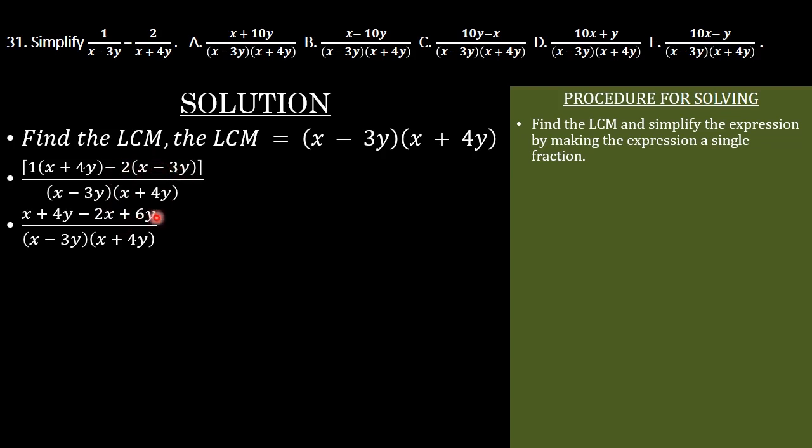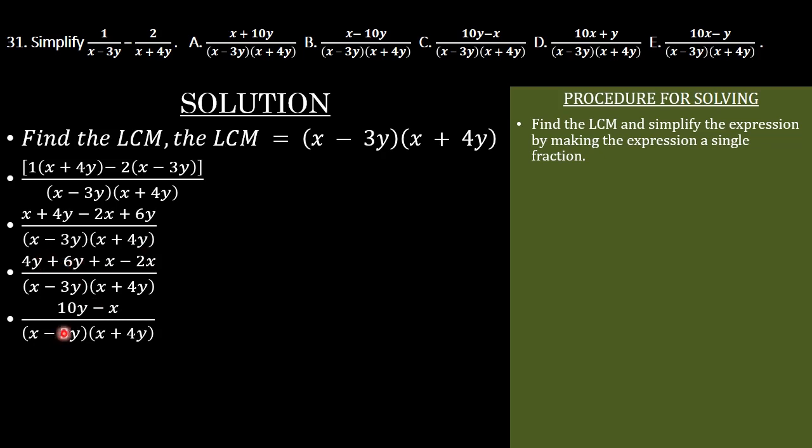Let's collect the like terms. We now have 4y plus 6y plus x minus 2x over the LCM. 4y plus 6y, we have 10y, plus x minus 2x, we have minus x. Therefore, the answer is 10y minus x over x minus 3y into bracket x plus 4y into bracket.